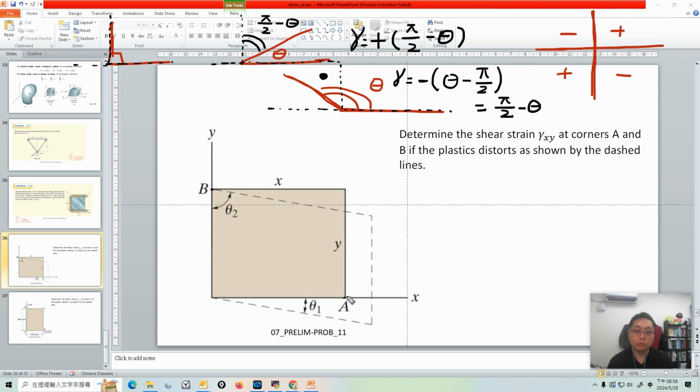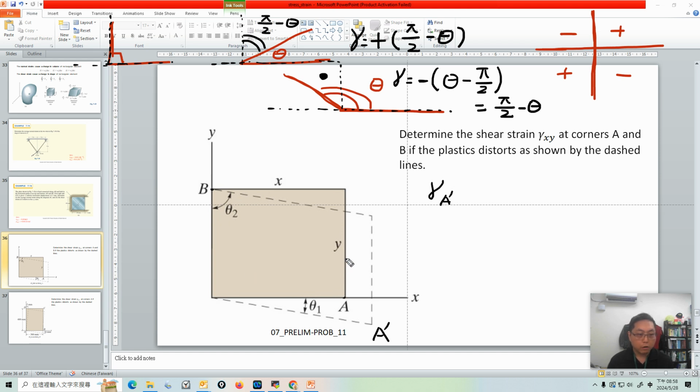First of all we look at A. Initially A is here, and after the deformation A goes to here. After deformation I just call it A prime, so I call it the shear strain at A prime. The shear strain is the angle change. How do we find the angle change?